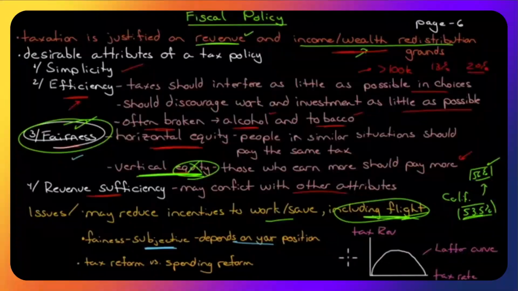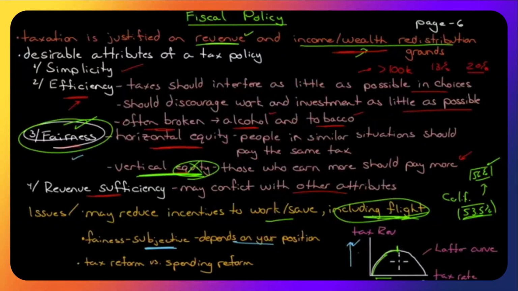Let's look at the Laffer curve here. If we plot tax revenue, the amount of tax revenue a government can collect, along with the tax rate, what our economist here was saying is that government revenues will increase as tax rates increase up to a certain point.